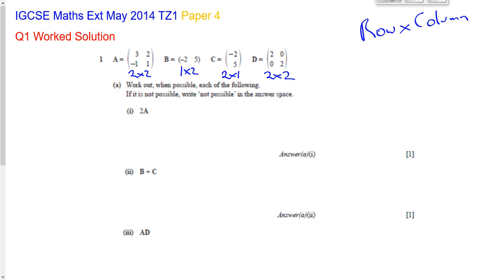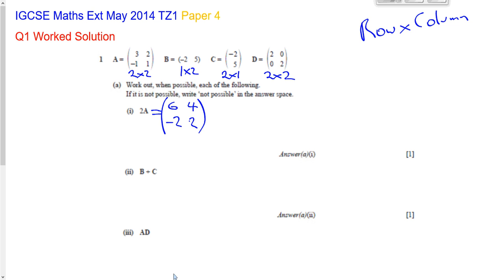All right, 2A. Can we work out 2A? Of course, we can work out the scalar multiple of any of our matrices. So this is A. If we're going to be doing 2A, we're just going to multiply all of the elements within that matrix by 2. So 2A is going to be 6, 4, minus 2, and 2. There's 2A. It's just the scalar multiple of matrix A.